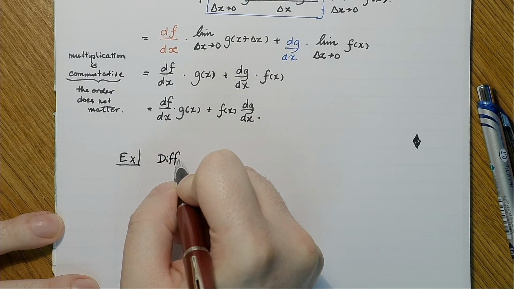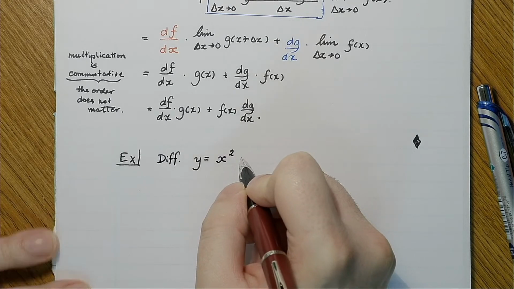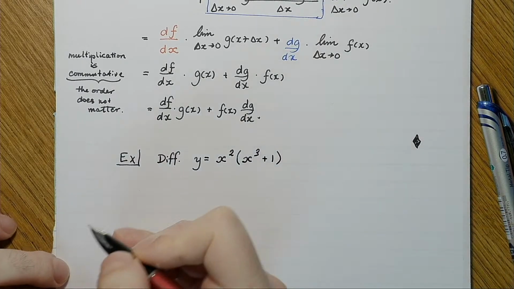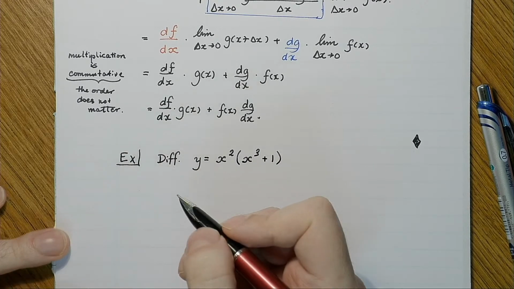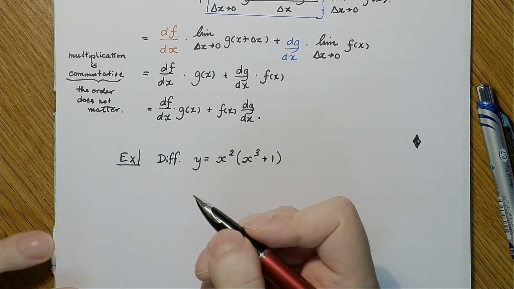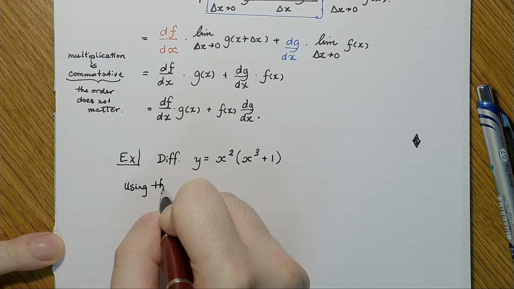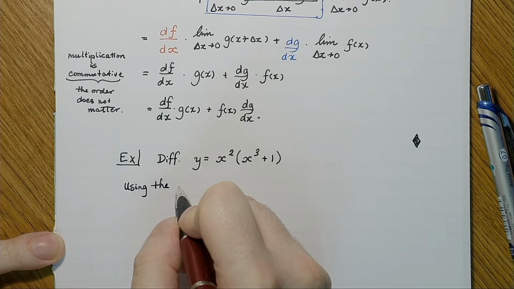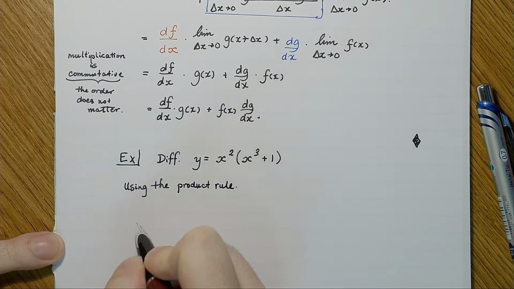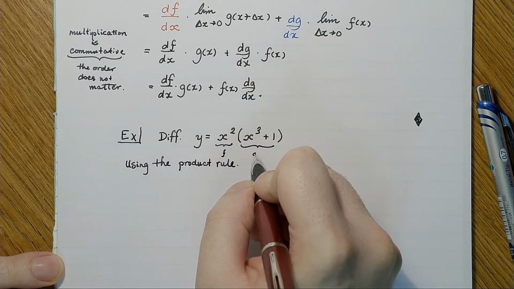So we're going to differentiate y equals x squared times x cubed plus 1. I know it's simple, but the reason for that is so we can do a check afterwards. Using the product rule, we're going to call this our f, and this will be our g.